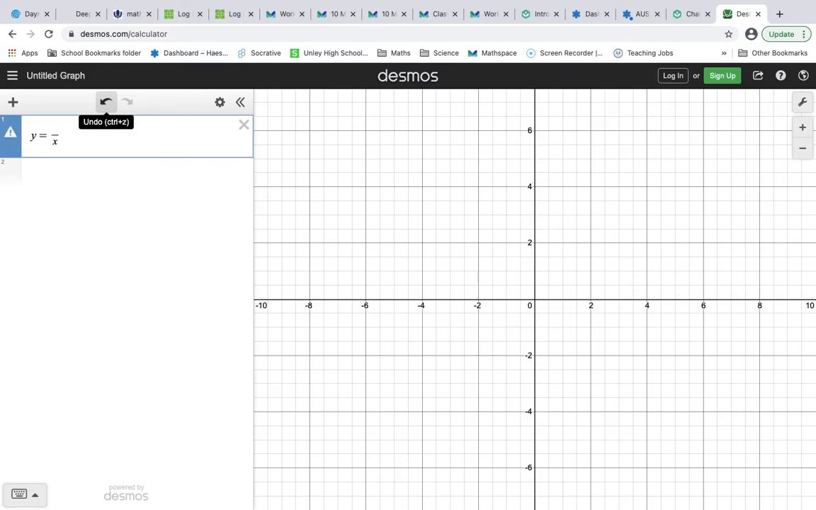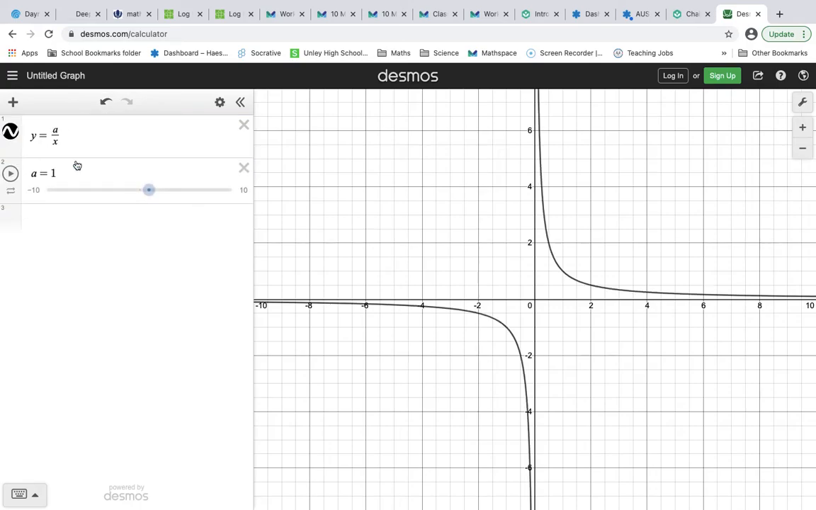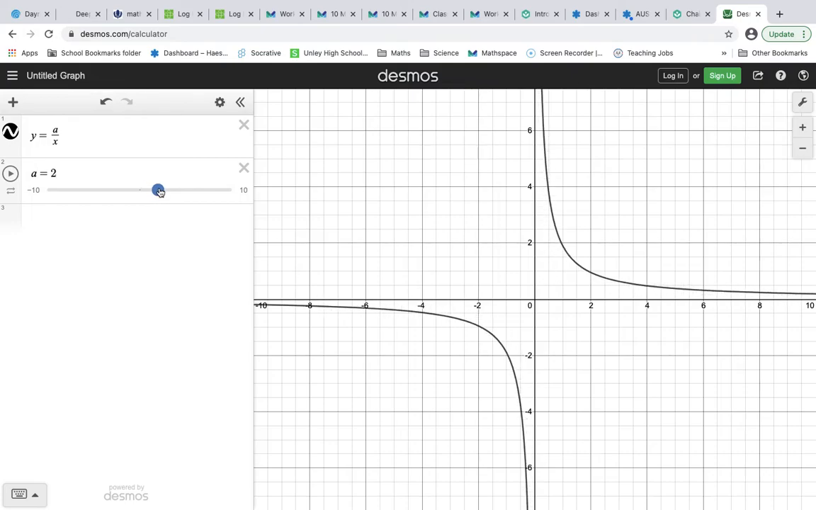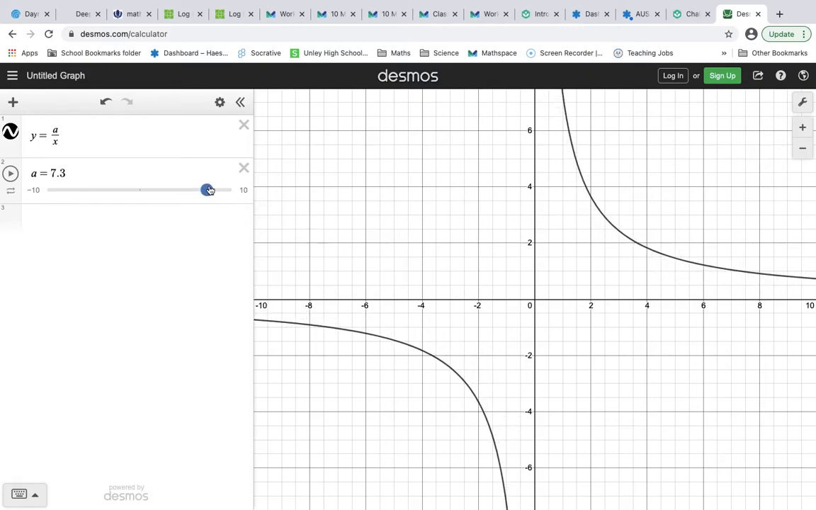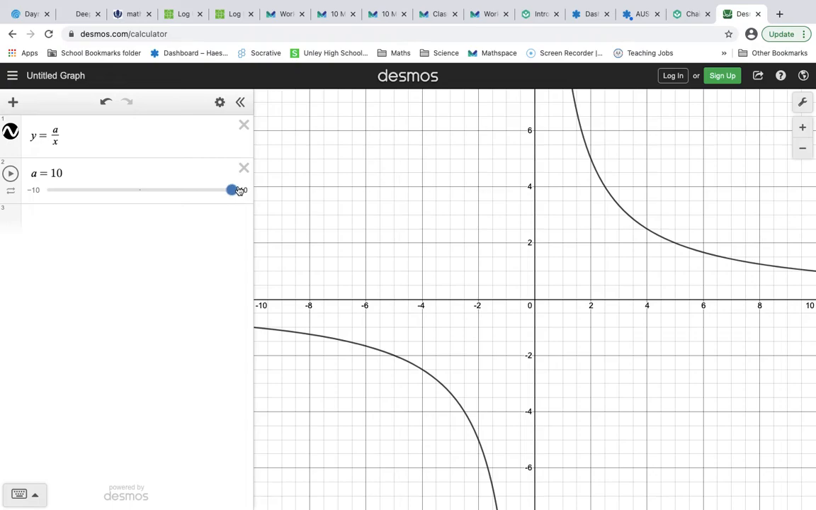All right, the book straight away says y equals a on x. So let's use a little a. Okay, what's going to happen if we increase the value of that A? All right, so you can see this dilation happening here. I'll bring it all the way out to 10.